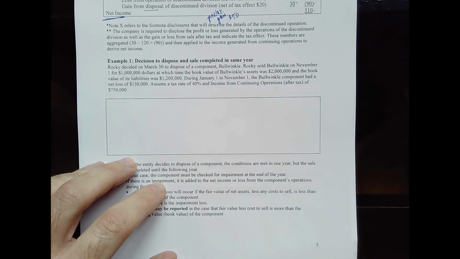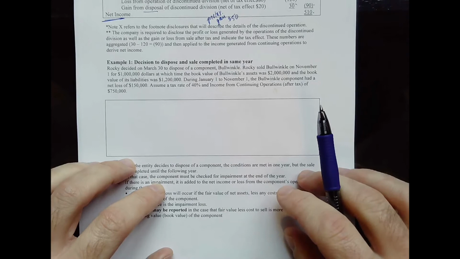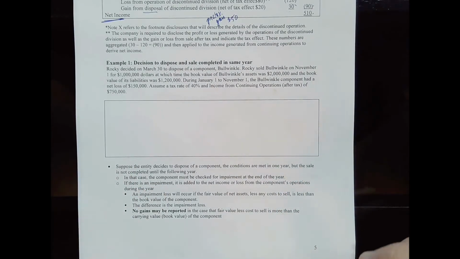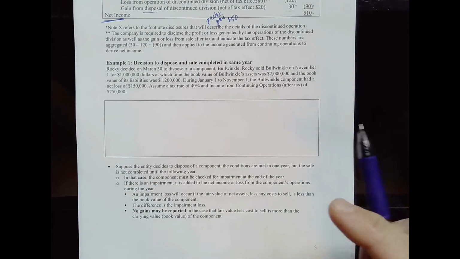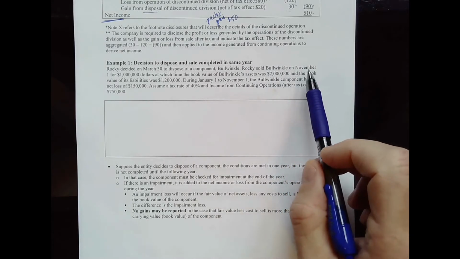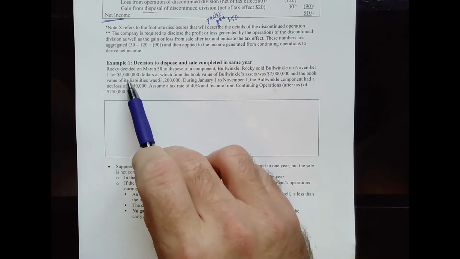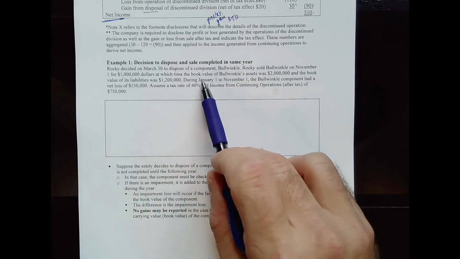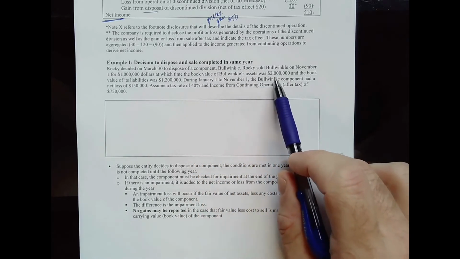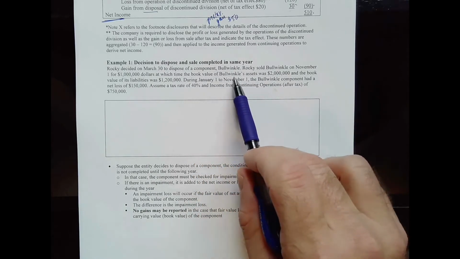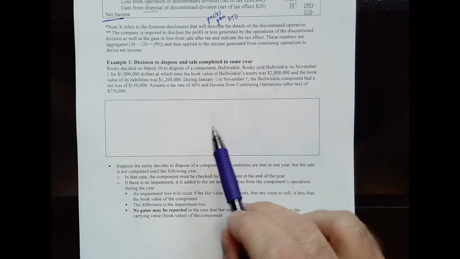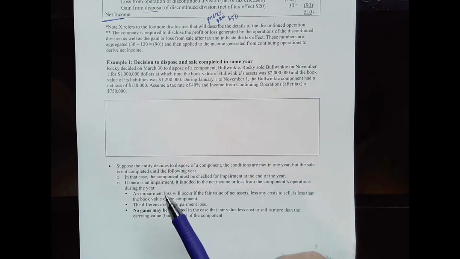So on March 30th of a year, we decided to dispose of a component. The main parent company is Rocky. The subsidiary company, or the discontinued component that they're getting rid of, is Bullwinkle. Rocky sold Bullwinkle on November 1st for $1 million, at which time the book value of the assets of the discontinued component was $2 million, and the book value of the liabilities of that discontinued component was $1.2 million.